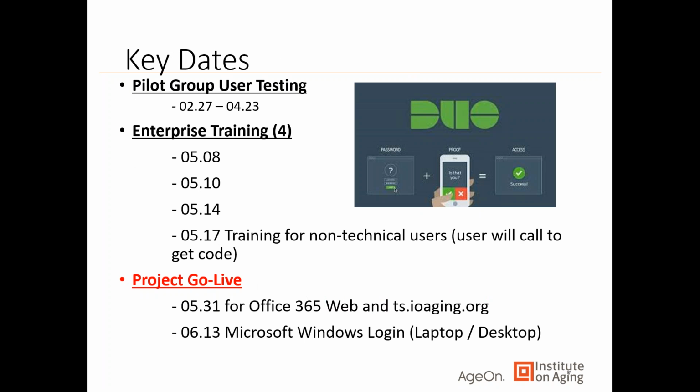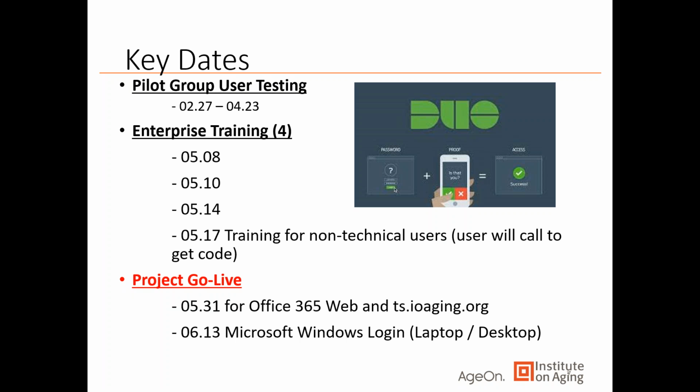So we've actually already been pilot user testing. So now this group that's on the call is sort of the second phase of this pilot. So we've already started with this amongst the IT team and then a few other key individuals. And so just highlighting the dates, this pilot user testing ends on the 23rd of April. And then we are going to be doing enterprise training. So that's across the whole agency. In May. So we have those tentative dates set, the 8th, the 10th, the 14th, and the 17th.